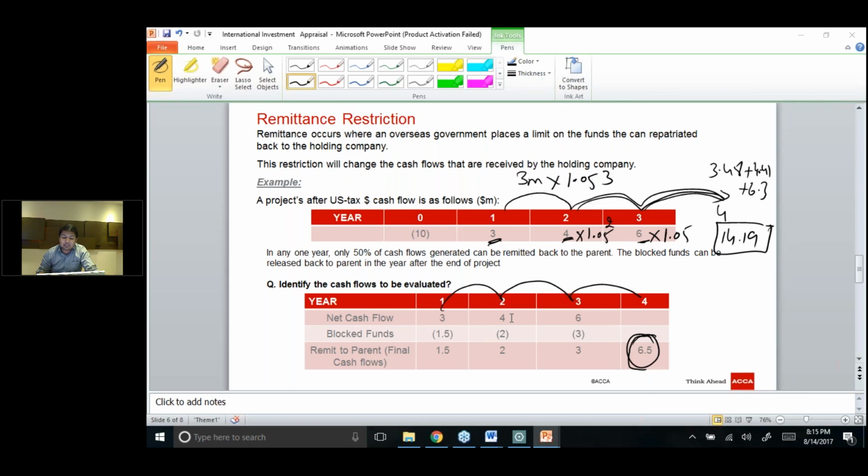If there is no reinvestment rate mentioned, then what to do? You just assume and write in the notes that these funds should have been reinvested. You will be awarded some marks; the examiner will award you some marks. What about the blocked funds? Will they be remitted later? Yes, the blocked funds will ultimately be remitted later.